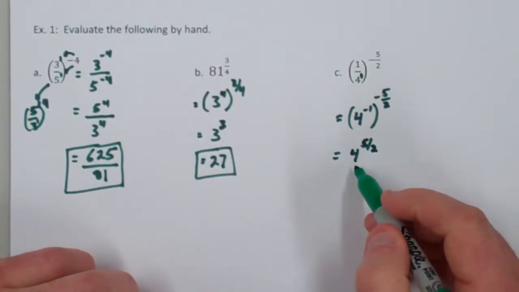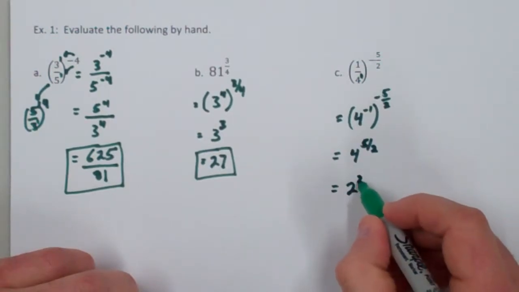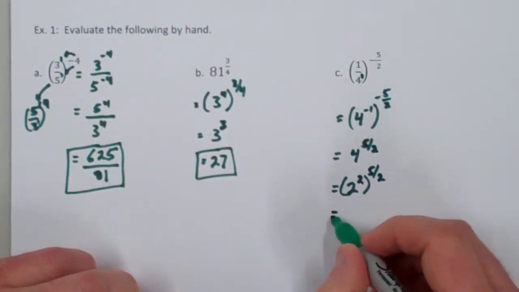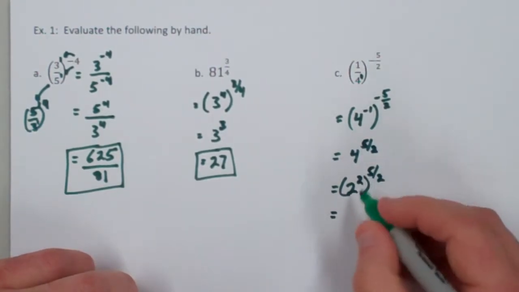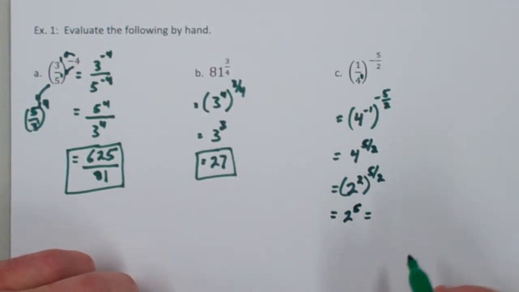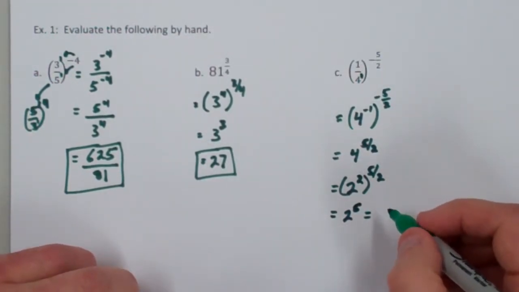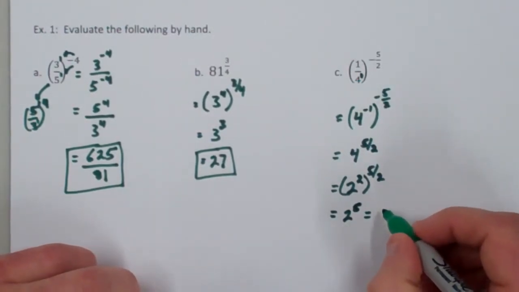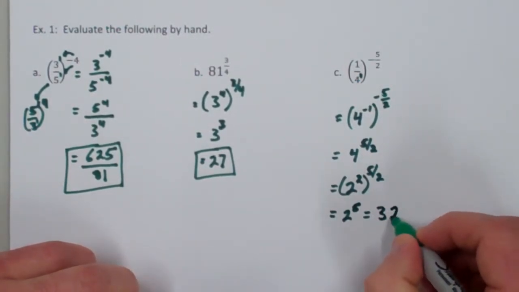4 can be rewritten as 2 squared, and we're going to raise that to the 5 over 2 power. 2 times 5 over 2 is 5, so this is 2 to the 5th power. 2 to the 5th power is 2 times 2 times 2 times 2 times 2, which is 16 times 2, or just 32.